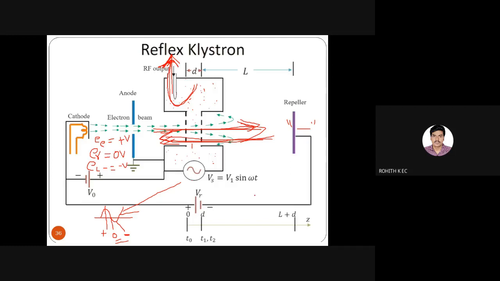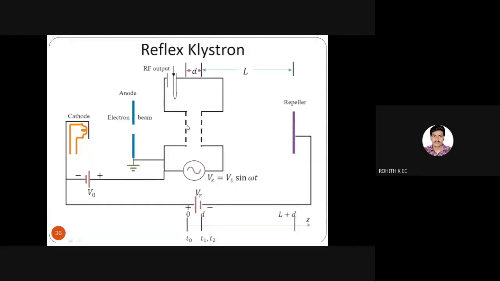Okay, and here T naught refers to the time taken for the electrons to cross this point, and then T1 is the time taken for the electrons to cross this point. As I already told you, electrons will go near the repeller and then it will come back. So the total time taken is referred to as T2. So T2 plus T1 will give you the time taken for the electrons to cross this part of the grid and then come back inside this cavity, right? So that's about T0, T1 and T2, okay?